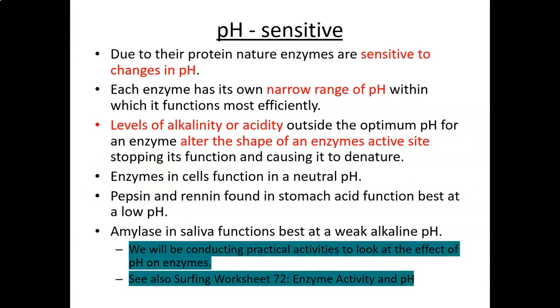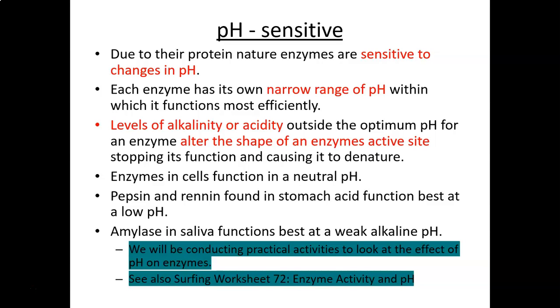Another environmental factor is pH. So proteins are sensitive to changes in pH. Enzymes are a class of protein. Each enzyme has its own narrow range of pH within which it functions most efficiently. Levels of alkalinity or acidity outside an enzyme's optimum pH alter the shape of an enzyme's active site, stops its functioning, causes it to denature.